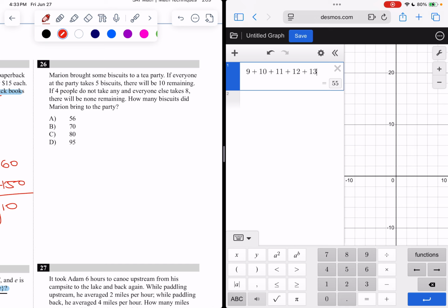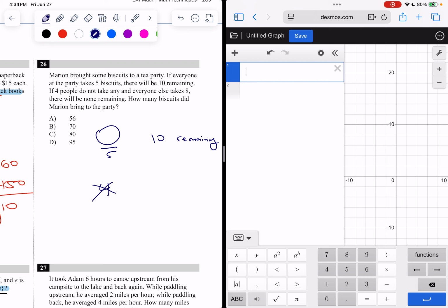Let's try number 26 here. Marion brought some biscuits to a tea party. If everyone at the party takes 5 biscuits, so everybody's going to take 5, there will be 10 remaining. If 4 people do not take any, and everyone else takes 8, there will be none remaining. So, how many biscuits did Marion bring to the party?